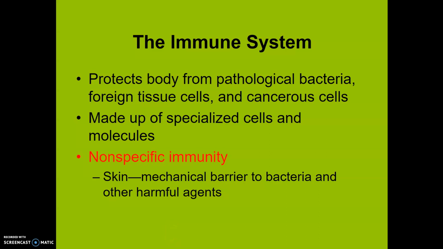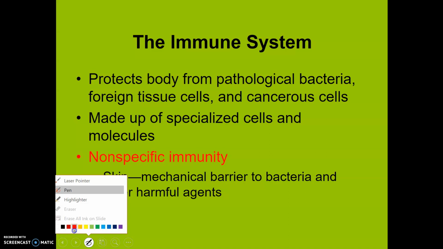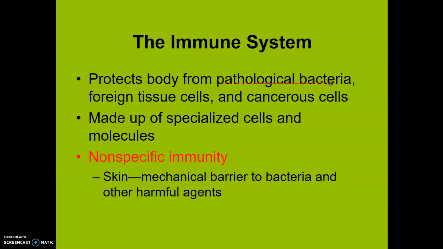Okay, now let's pick up and start talking about the immune system. So the immune system itself is meant to protect our body from pathogens and things in the environment that we are exposed to. So pathogenic or pathological bacteria, of course. So that would be a bacterial infection. Foreign tissue cells and cancerous cells. Our body, over the course of our lifetime, does develop cancerous cells, but our immune system actually gets rid of them. So that's a great thing, right?